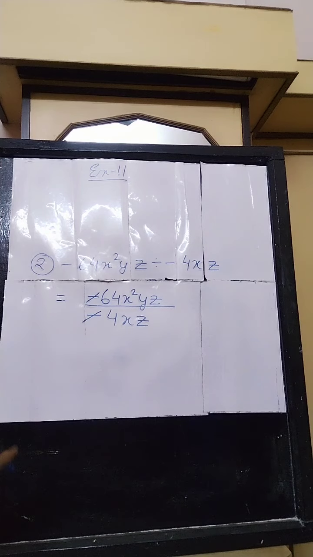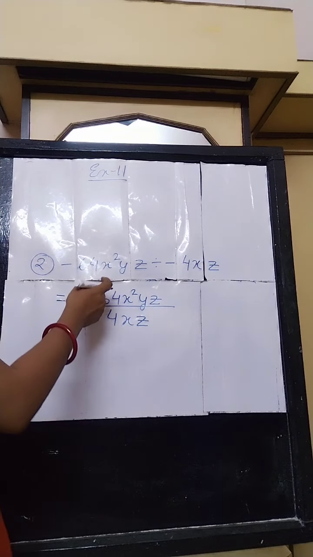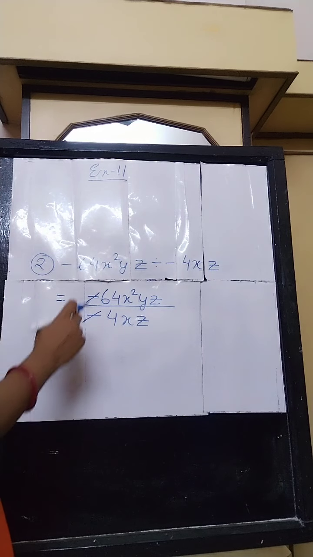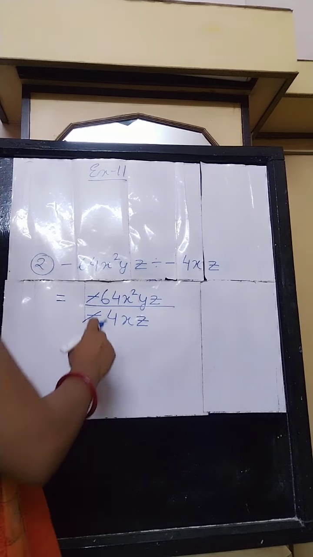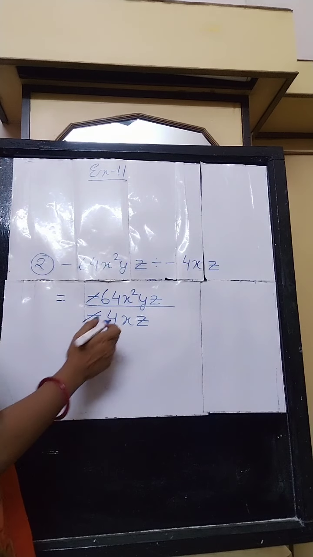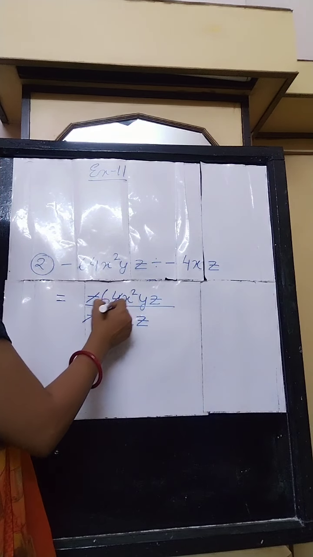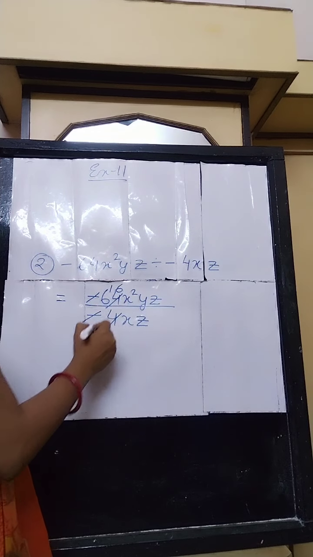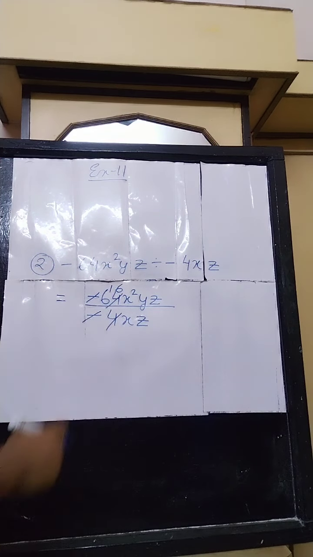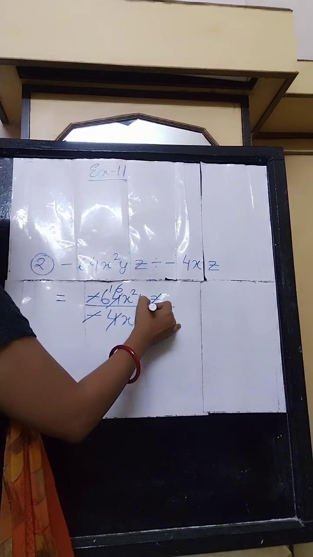Minus and minus being the same will cancel in case of division. Minus 1 and minus 1 get cancelled because minus 1 ones are minus 1. Numerator and denominator having the same symbol cancel each other. So minus and minus cancel out. We get 16 when we divide 64 by 4. Now z and z will cancel because they are the same.